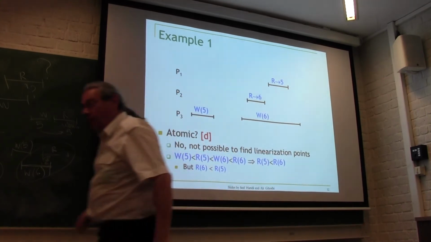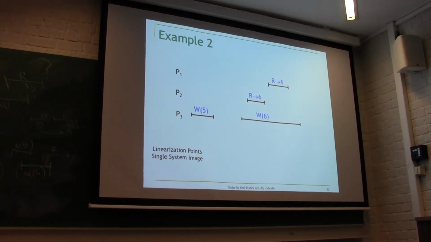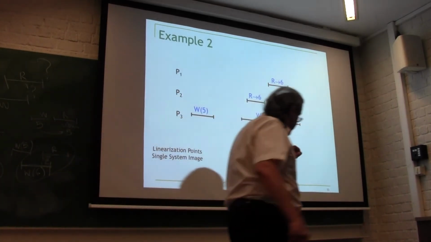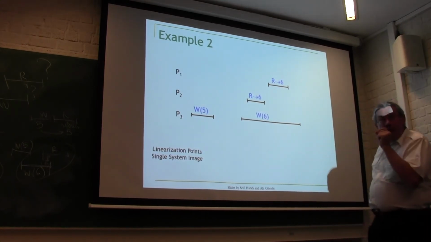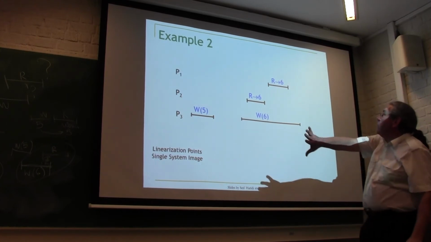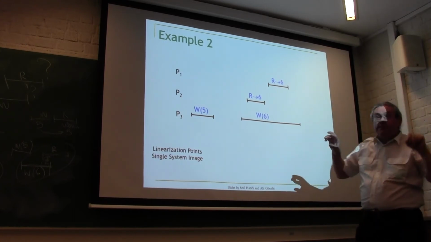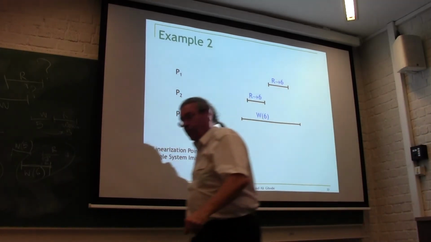But let me show you an example where it does work. Okay? So here's an example where it does work. We can find instantaneous points, and if the reads and writes happen exactly at those points, then we would get the same values. So that means it's as if the thing is completely single storage.